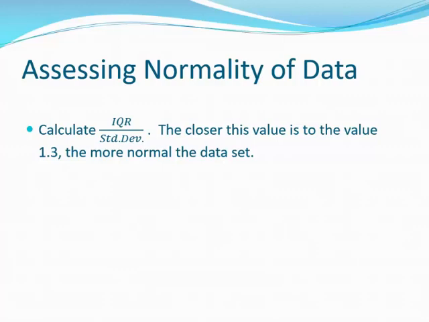In normal curves, in normal distributions, this value should be pretty close to 1.3. Sometimes people use 1.34. I'll just make it an easy 1.3. So I'll say the closer this value is to 1.3, the more normal the data set. The reason this is my least favorite is because I think this one can be the most misleading. You can have non-normal data that just gets lucky and gives you a value close to 1.3.